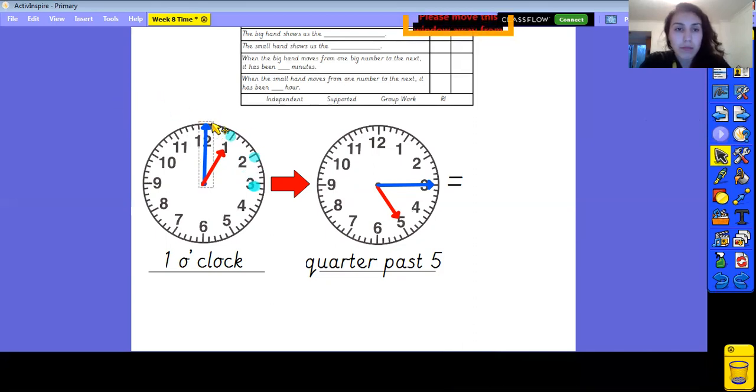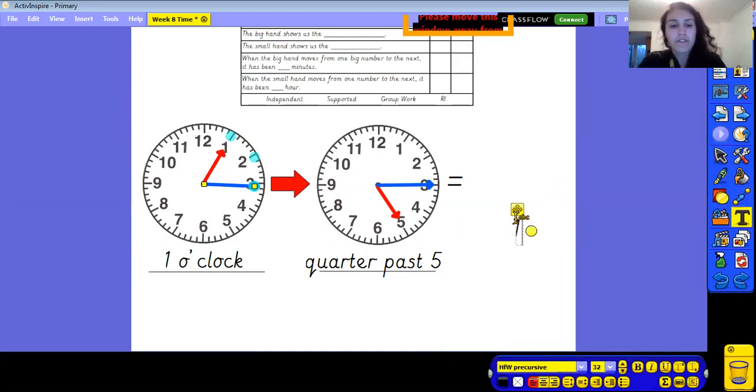So there we go. I'm just going to move this to show 1:15, and I'm going to make a note that 15 minutes have gone by to get to 1:15. But remember, we don't want to stop at 1:15. We now want to keep going until we get to 5:15.